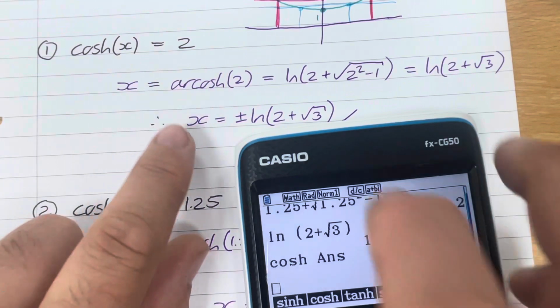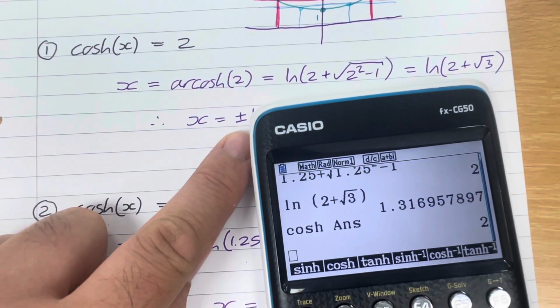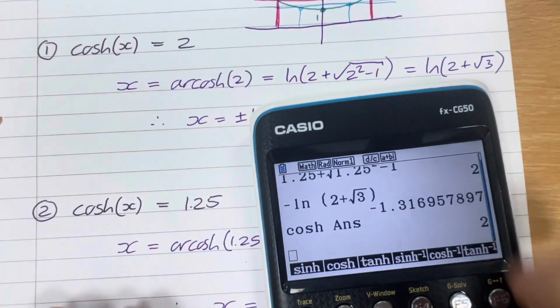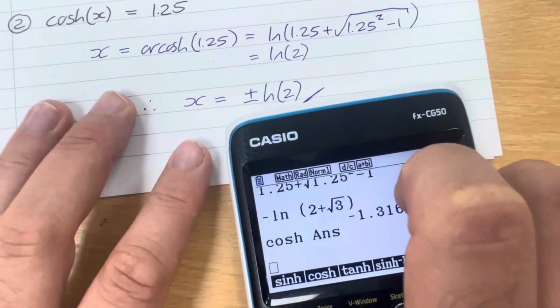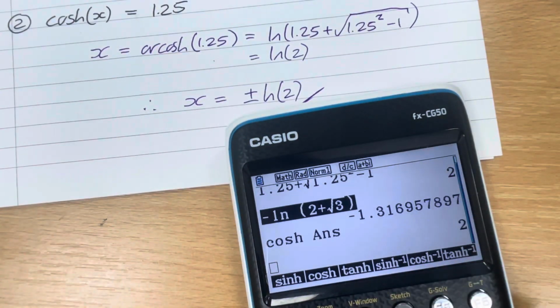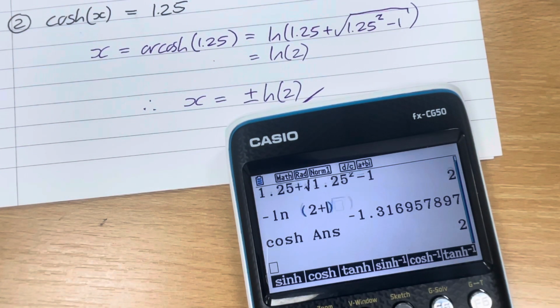And I should get an answer of 2, which I do. So that confirms that at least the positive root is correct. And if I actually go up here and change that for a negative and run it through again, I still get the answer of 2. And then here, I'm going to change the answer to just log 2.